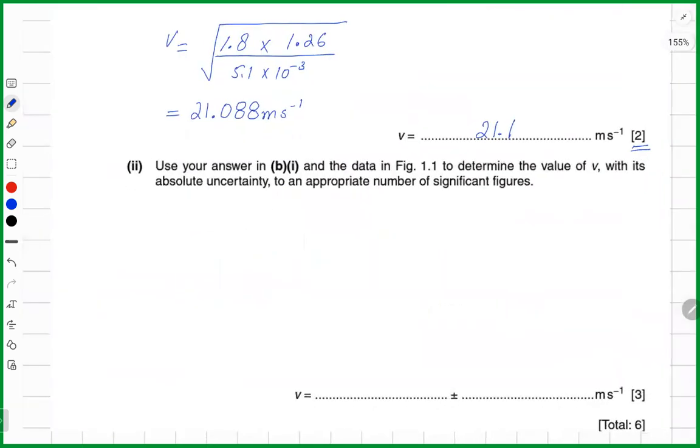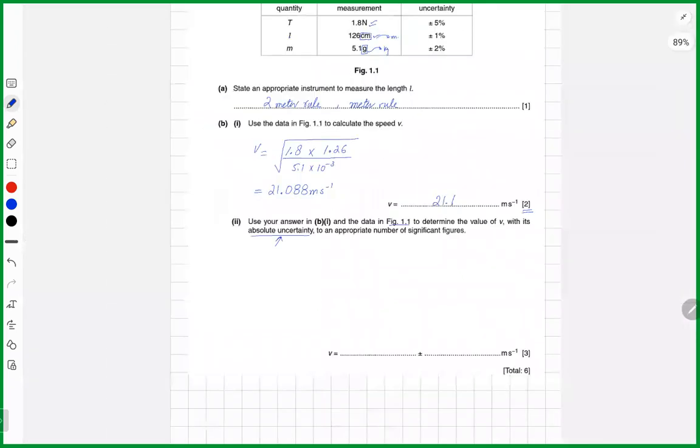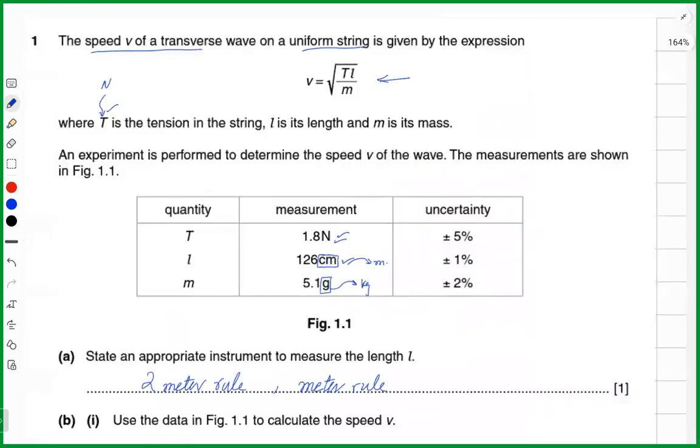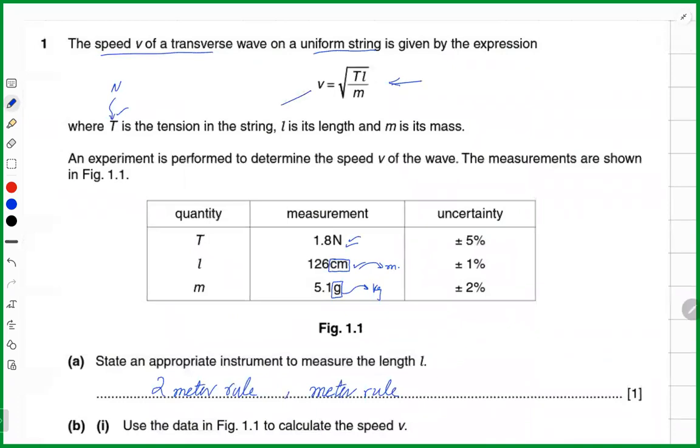Now, look. Use your answer in B1 and data in figure 1.1 to determine the value of V with its absolute uncertainty. He's not asking for percentage uncertainty. He's asking for absolute uncertainty. Now, this is where you have to be very careful. I hope you remember I told you that the percentage error in the product equals the sum of percentage errors of the factors. So all you have to do is just add the error of T plus error of L plus error of M. But the problem is there is a square root on the top.